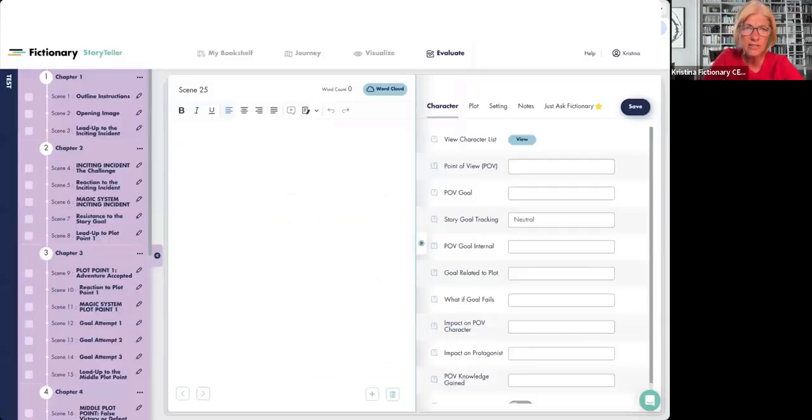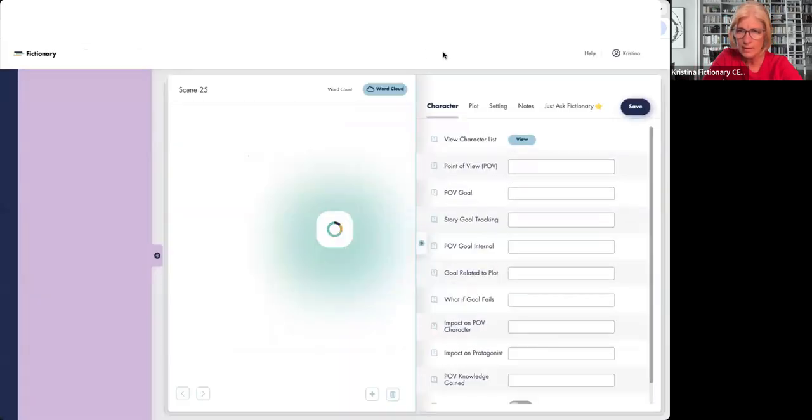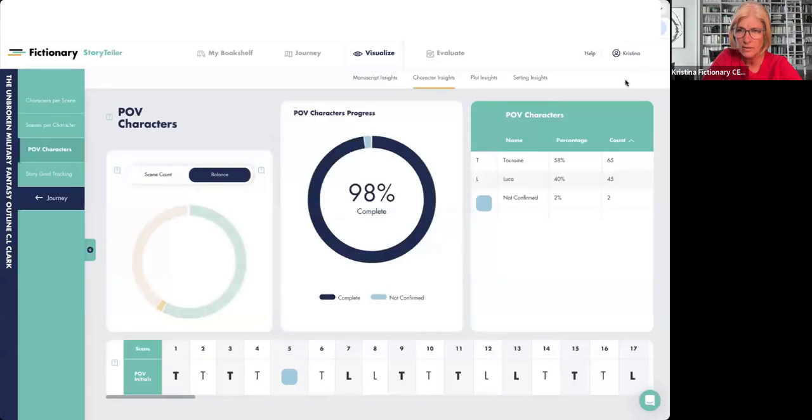So if we look at, let's just go over to Unbroken for a second. I'm just going to go to the point of view insight. And here we see, I haven't done 2 of the scenes, that's okay. 58% of the scenes are from Terrain's point of view and only 40% from Luca. They have different skeleton blurbs, so it's only going to be one of them who's a protagonist. So Terrain is the single protagonist here.